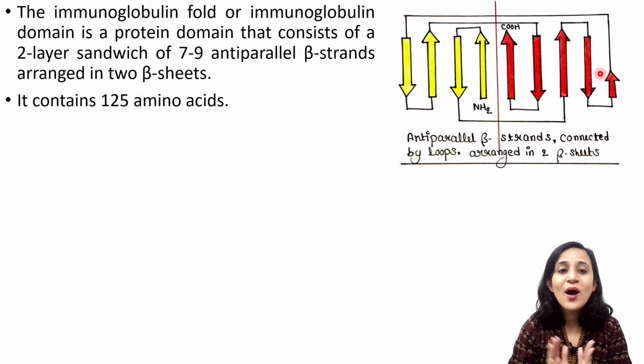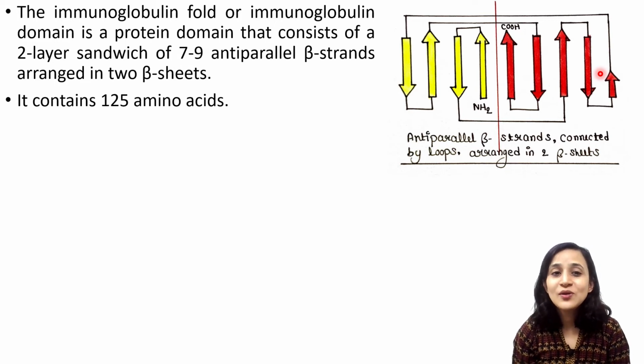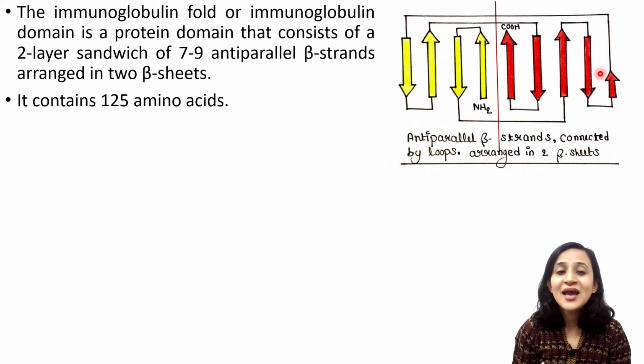It contains 125 amino acids. So a total of 125 amino acids are there in this immunoglobulin fold. So the 7 to 9 antiparallel beta strands contain here 125 amino acids.